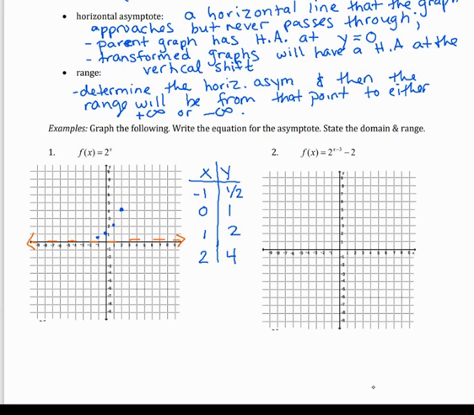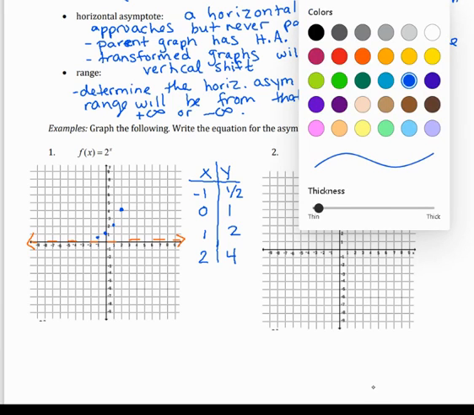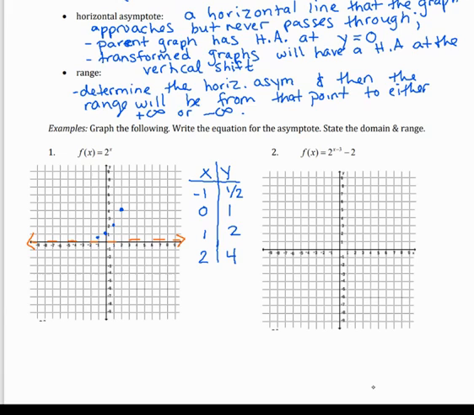So I know that this blue graph approaches that dotted line, but it never passes through. So therefore, that blue curve is going to look something like this. Okay? It will get as small and as close to 0 as possible, but a negative exponent will never create a negative number. It just creates tiny little decimals. So I never fall below the x-axis.